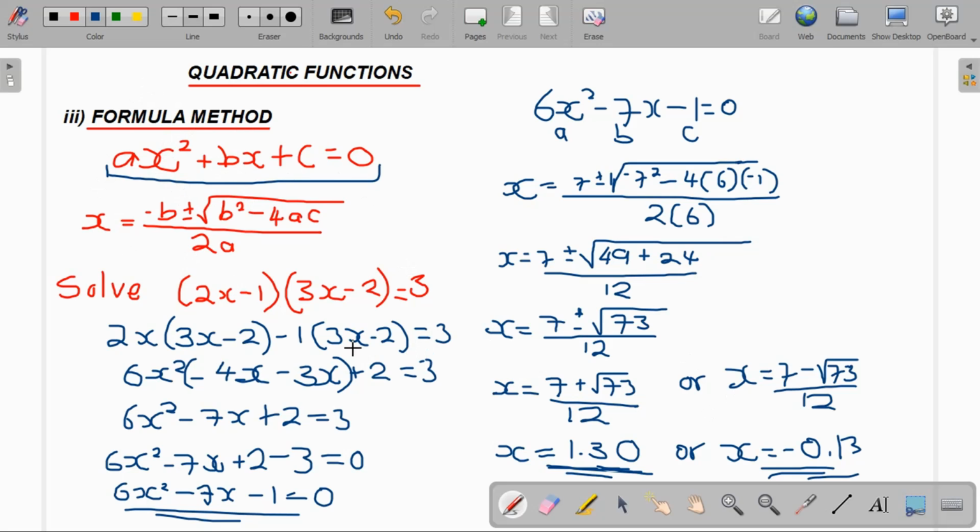Sometimes they won't give you the question like this. Sometimes they'll just give you the question direct. So sometimes they will give you the same way they have given us, where you have to first make the quadratic function and also come up with the formula and you place them inside and so on. That's how we solve the quadratic function.